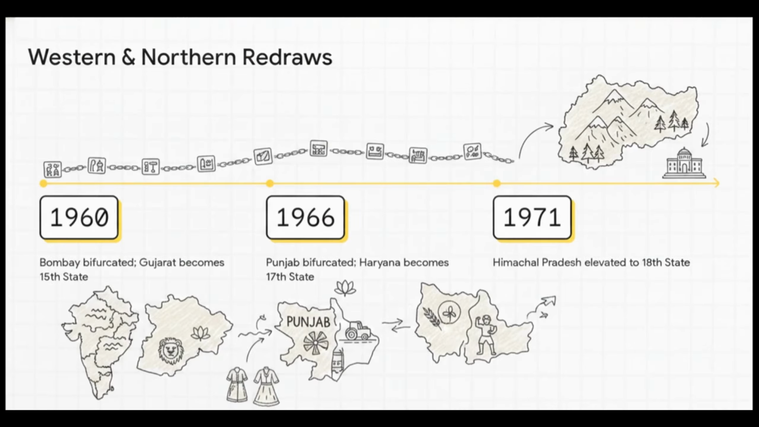So, the ink was literally barely dry on the 1956 reorganization when intense pressure for linguistic and cultural homogeneity started fracturing some of the larger states. First up, in 1960, the bilingual Bombay state was divided. It was split into Maharashtra for Marathi-speaking people and Gujarat, which officially became the 15th state of the Indian Union. Following that domino effect, in 1966, the state of Punjab was bifurcated, giving birth to Haryana as the 17th state. And then just a few years later, in 1971, the hill areas of Himachal Pradesh, which had actually been a union territory up to that point, were elevated to full statehood, becoming the 18th state.